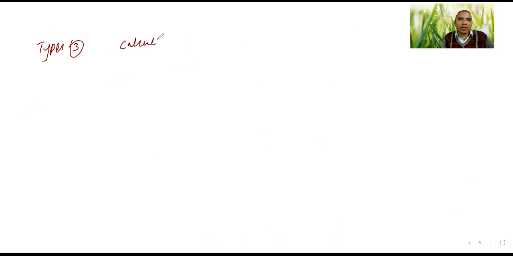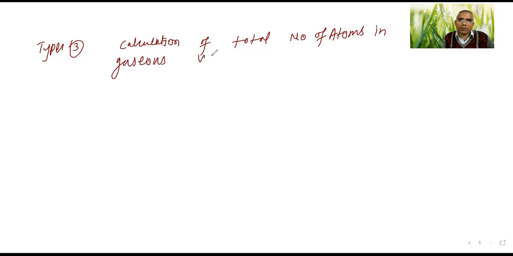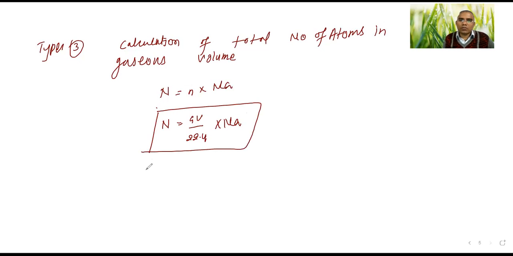Calculation of total number of atoms in gaseous volume. So how do we calculate? We have to apply the formula: N is equal to small n into Na. So for gaseous volume, N is equal to given volume upon 22.4 liter into Na. This is the N value.